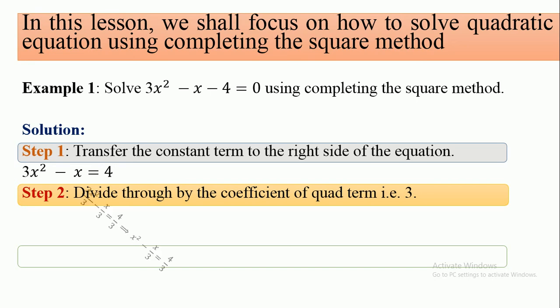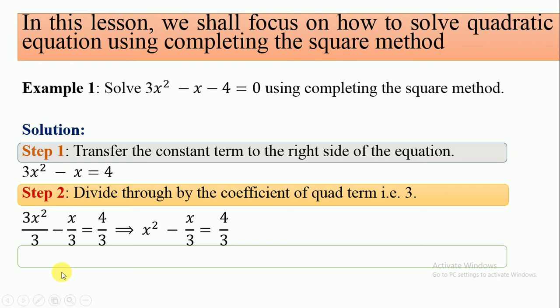So by the time you do that, this is what we're going to have. Can you see we have 3x squared over 3 minus x over 3 equals 4 over 3. And the 3 cancel out. It implies we have x squared minus x over 3 equals to 4 over 3. So by the time you divide through by the coefficient of x squared, which is the coefficient of the quad term, you are left with x squared minus x over 3, which is equals to 4 over 3. Once again, don't forget, you transfer the constant term to the right side of the equation. You divide through by the coefficient of the quad term.